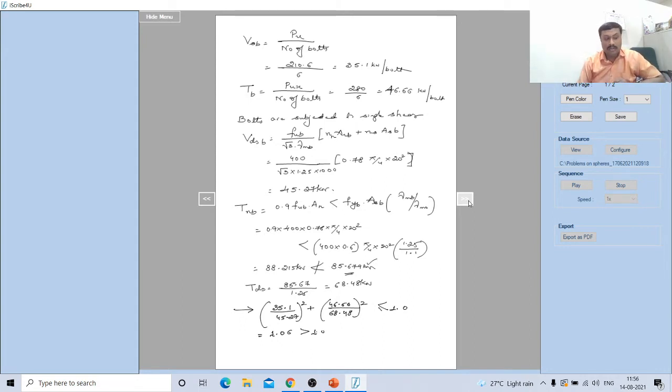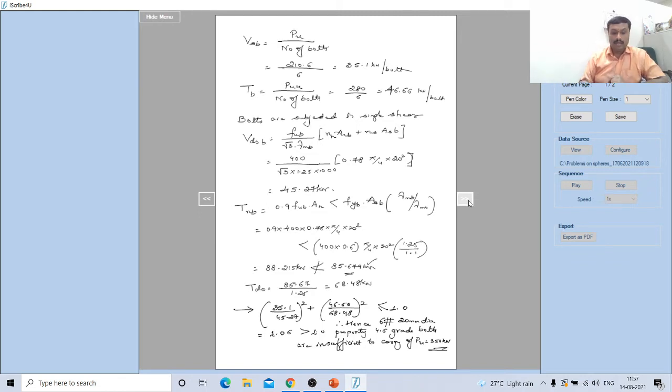Here 6 bolts of 20 mm diameter of grade 4.6 are insufficient to carry the load of 350 applying at the joints. So this is the conclusion you have to make. Therefore, hence, six number of 20 mm diameter bolts of property class 4.6 grade bolts are insufficient to carry the factored load of PU, that is 350 kilonewton. Okay, this is how we solve the problem.